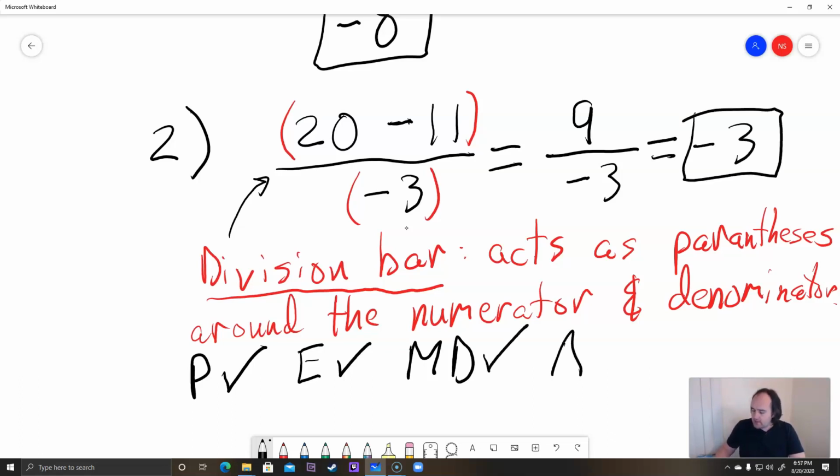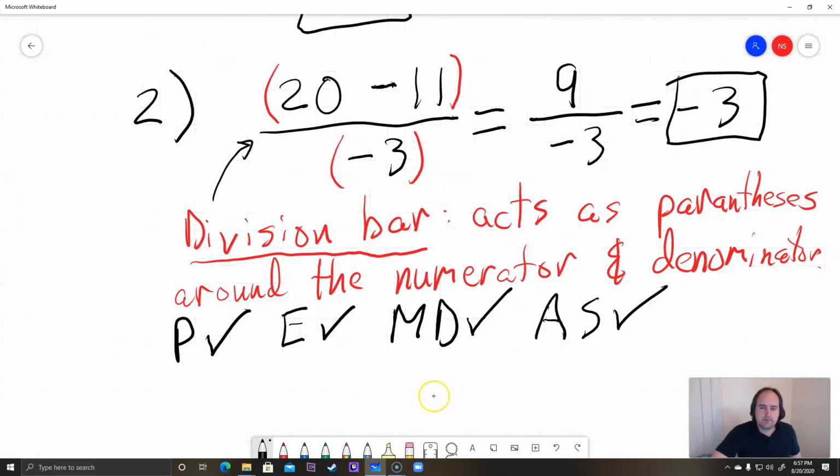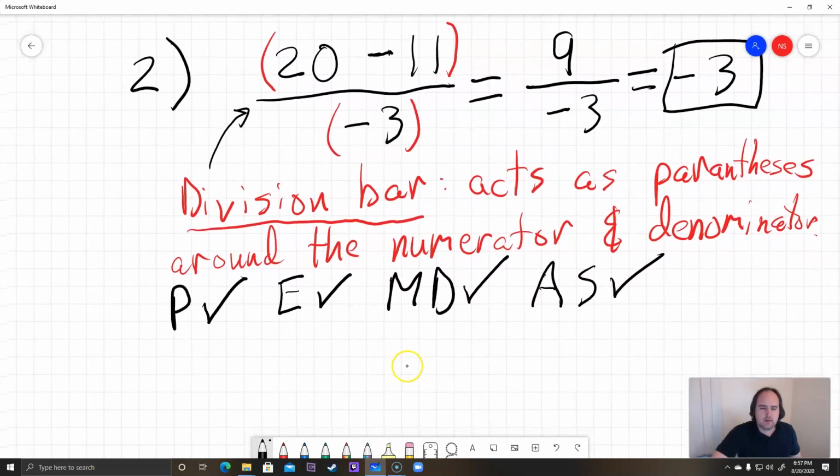Okay, and then this problem didn't have any addition and subtraction at the end because we actually had to do that as part of the parentheses step. So that was actually right at the beginning because of those secret parentheses caused by the division bar. Okay? So that should be the correct answer there, negative 3.